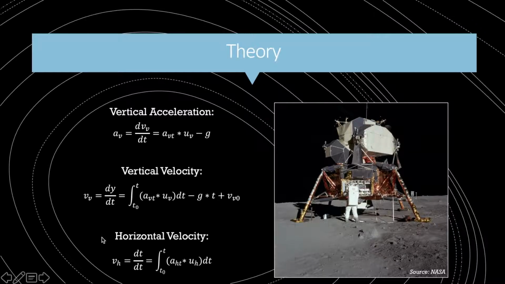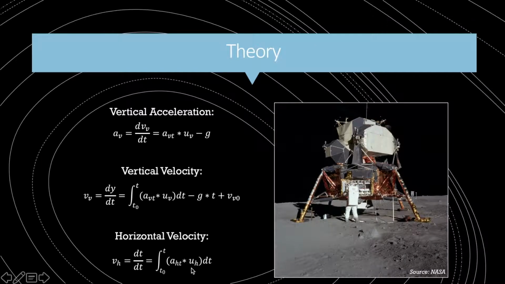The horizontal velocity is the same thing. It's just a little bit simpler because there's no gravity. The velocity is the integral with respect to time of the acceleration from the horizontal thruster multiplied by UH, which is percent thruster in the horizontal direction between -1 and 1.